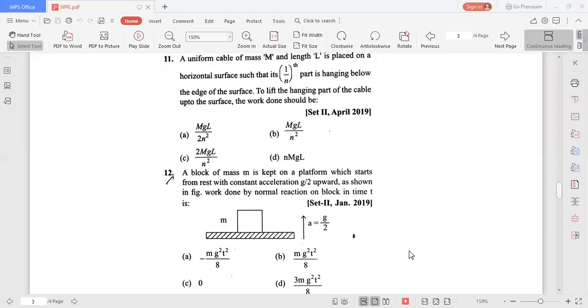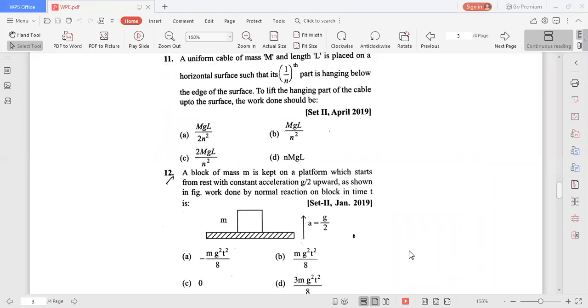Even then, the block moves upwards along with the platform. If the platform moves upwards with an acceleration a, the block also moves along with the platform upwards with the same acceleration a. That's why on the block, two forces N and mg act in opposite directions. Even then, as the block travels upward, definitely N will be greater than mg. So net force on the block is N minus mg, equal to mass into acceleration of the block. The acceleration of the block is the same as that of the platform. That's why into a. Therefore, normal reaction is equal to mg plus ma.